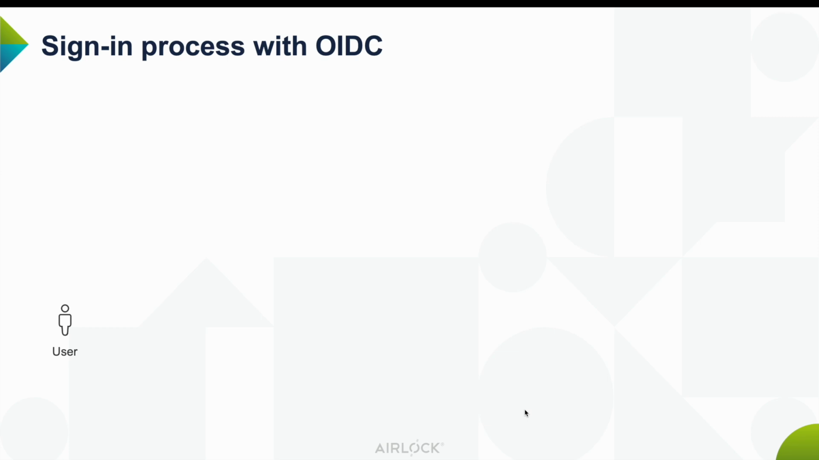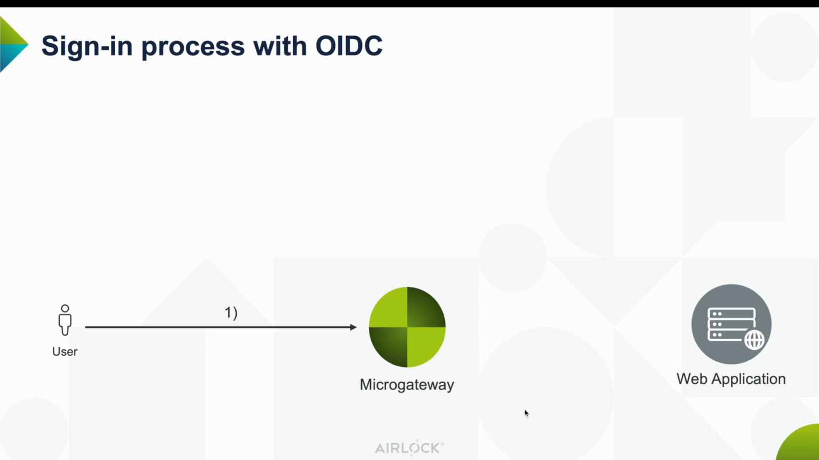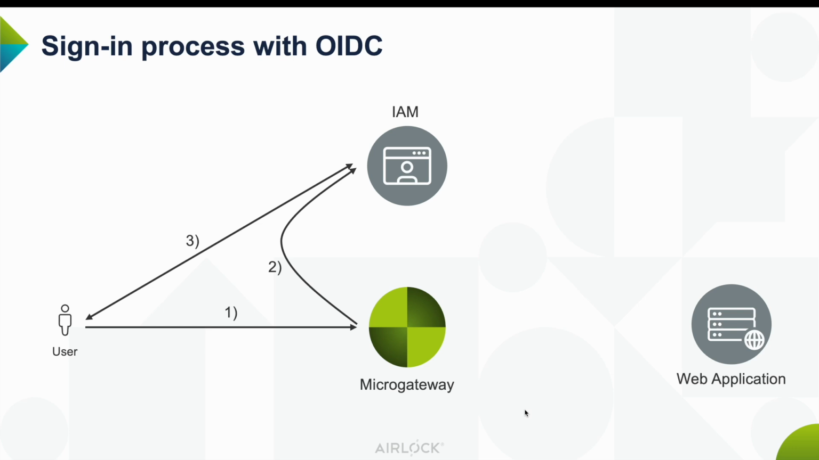To understand OIDC token introspection, it is crucial to be familiar with the OIDC sign-in process. This is why I first would like to explain how authentication is done with OIDC. First of all, we have a web application which is protected by Airlock Microgateway and a user tries to access it. Airlock Microgateway follows the OIDC protocol and redirects the user to an IAM. The IAM shows a login form and authenticates the user.